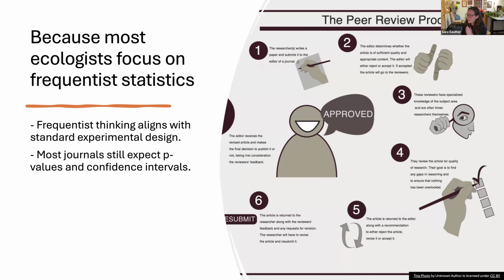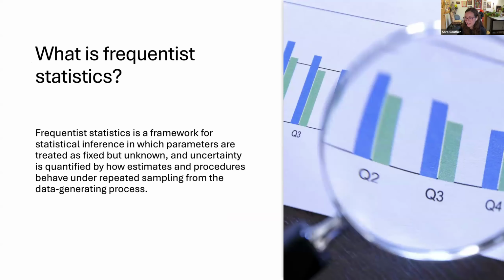So since frequentist statistics really get the job done for most analyses, and since that's what you're most likely to encounter in the literature or in peer review, that's where we're going to start. Okay, so what is frequentist statistics? Oh, here's the textbook definition.